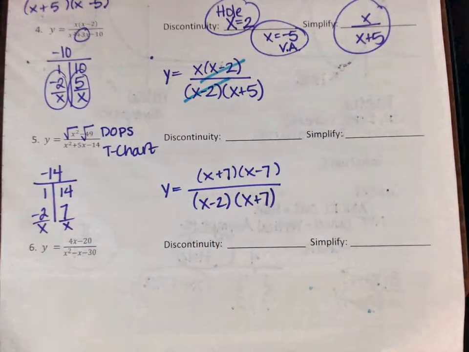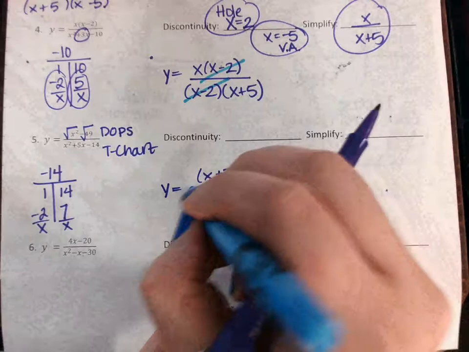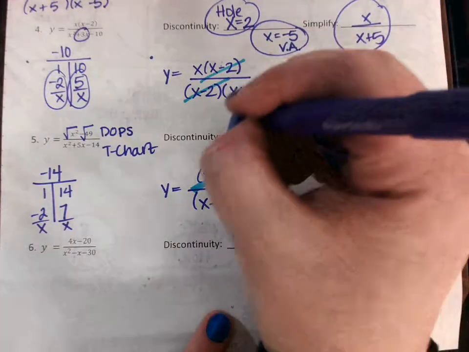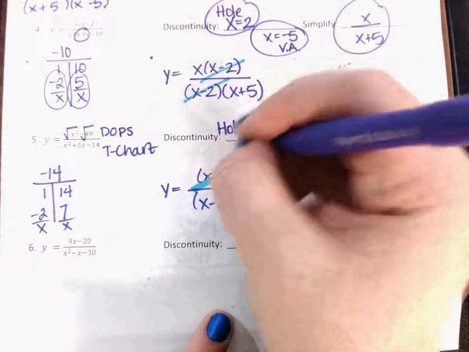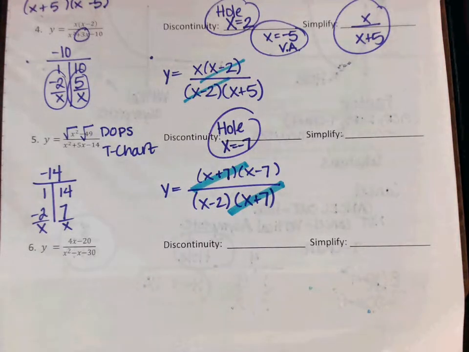Okay, then you look at your terms to see who can cancel out. Who will cancel out? Okay, the plus 7s are going to cross out because there's one on top, one on bottom. And then that means I'm going to have a hole at x equals minus 7. Because remember, they're always opposite signs of what's in the parentheses.